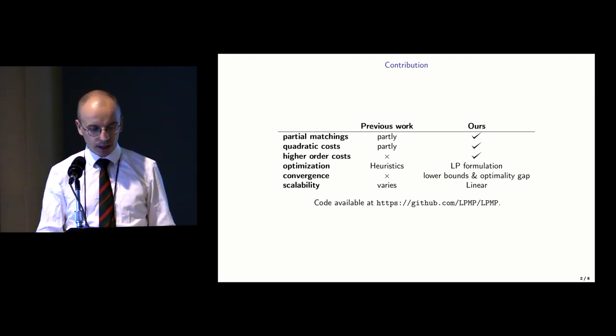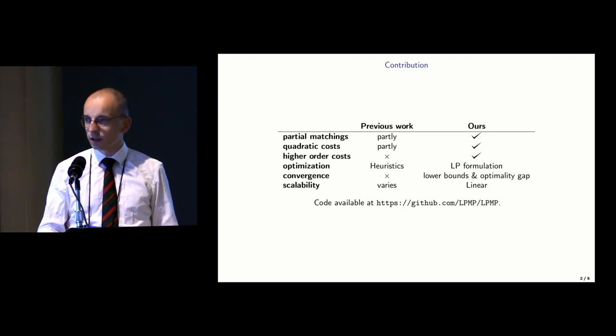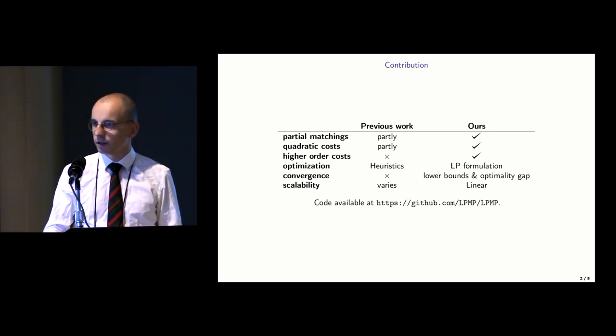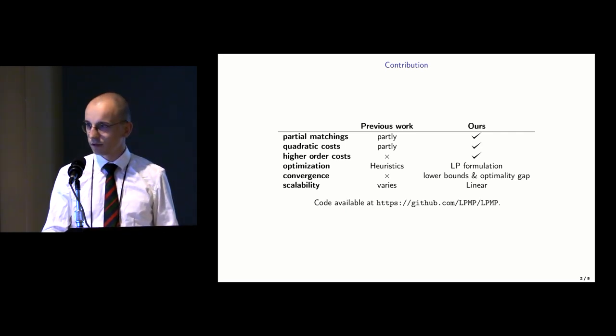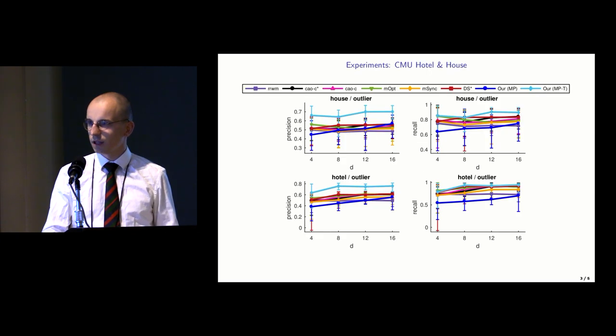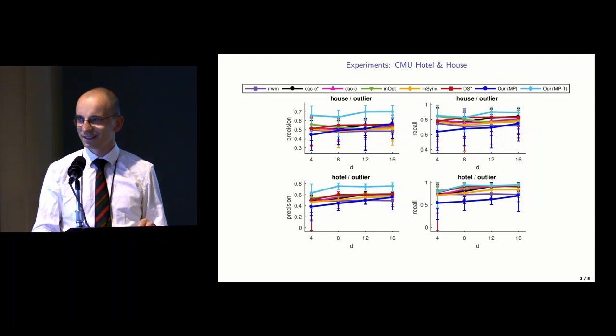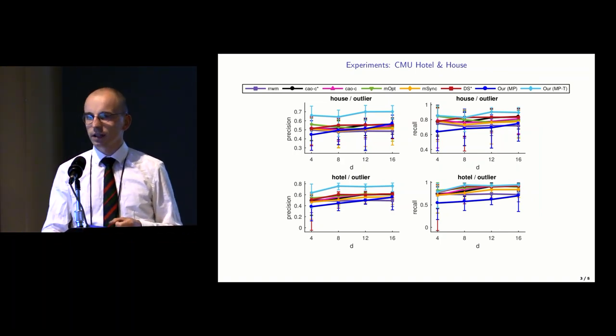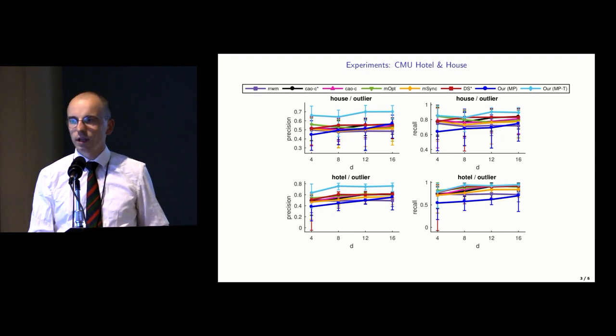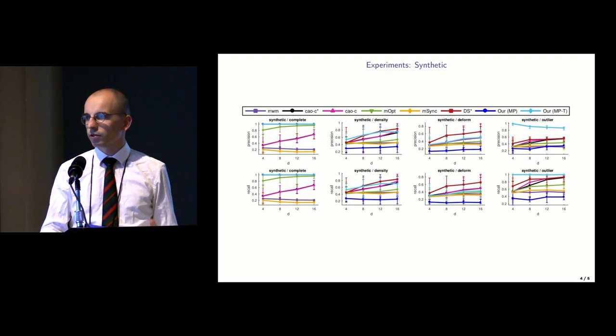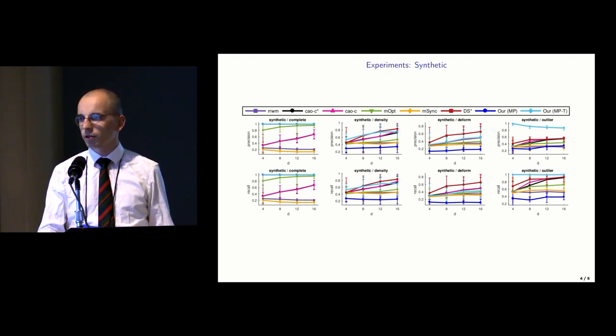All right, so we tested our graph matching on a few standard benchmark data sets. For example, on the CMU hotel and house, and we see that our principled approach outperforms previous work with regards to precision and recall. There is also some synthetic data sets, the image looks similar.